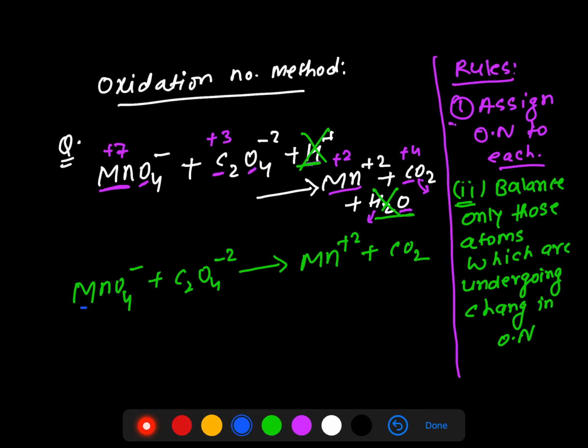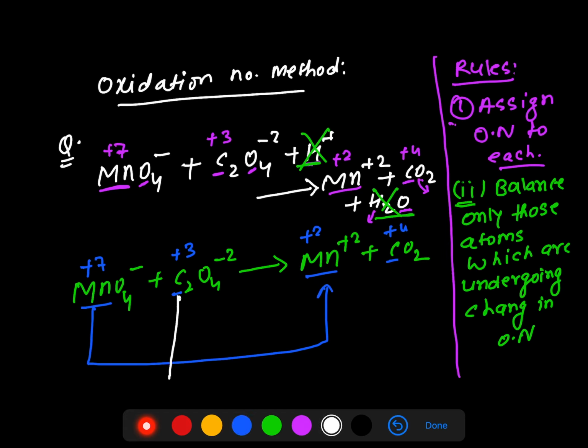Fine. Manganese over here is +7, as we have seen. Carbon +3, manganese +2, and carbon +4. Right. What do we see? Manganese is showing a change in oxidation number, and also the carbon is showing a change in oxidation number. Right? So in this step we will balance only those atoms which are undergoing change in oxidation number.